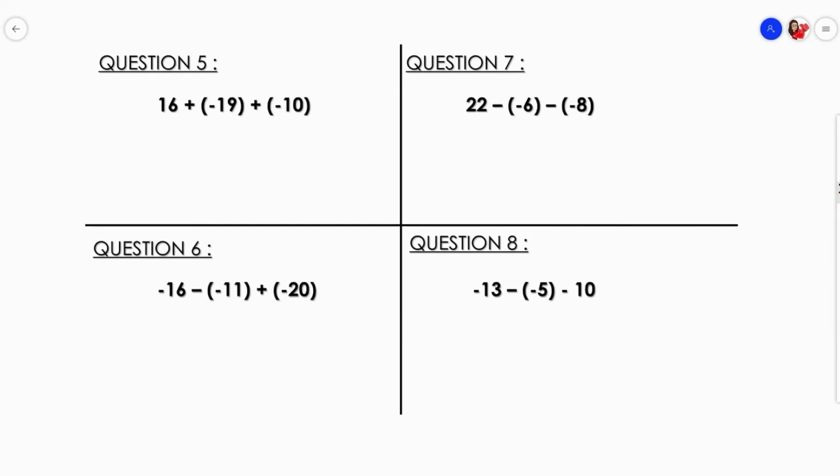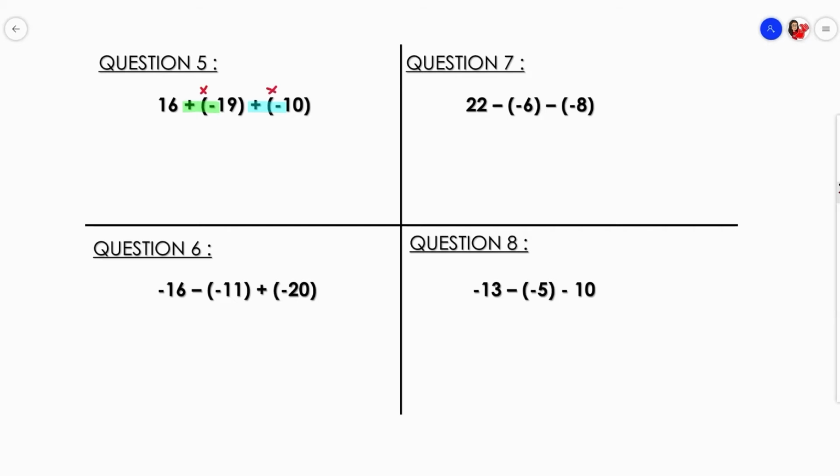Questions 5, 6, 7 and 8 involve 3 different integers, but they all involve brackets as well. This time, if you notice, there are 2 sections of the brackets where there are symbols outside and inside the bracket, before and after. So one section is here where the positive and negative are side by side, separated by a bracket, and the other part is this side where the positive and negative again is separated by a bracket.